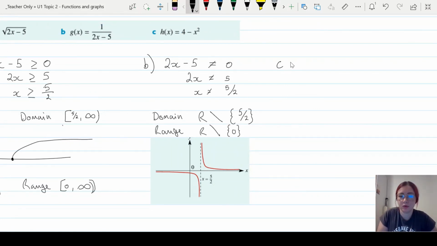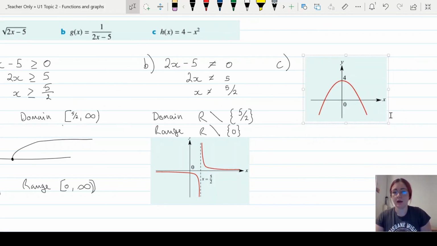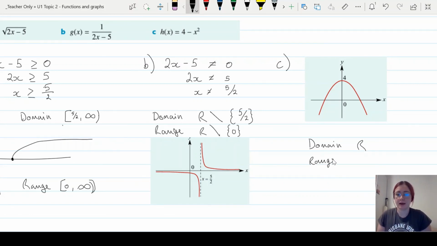That last example, part C, our equation is just a translated parabola, so it's going to look like that, which means our implied domain is just going to be all of the real numbers, and our range here, we've got a maximum of 4, minimum of negative infinity. So that would be our range there.